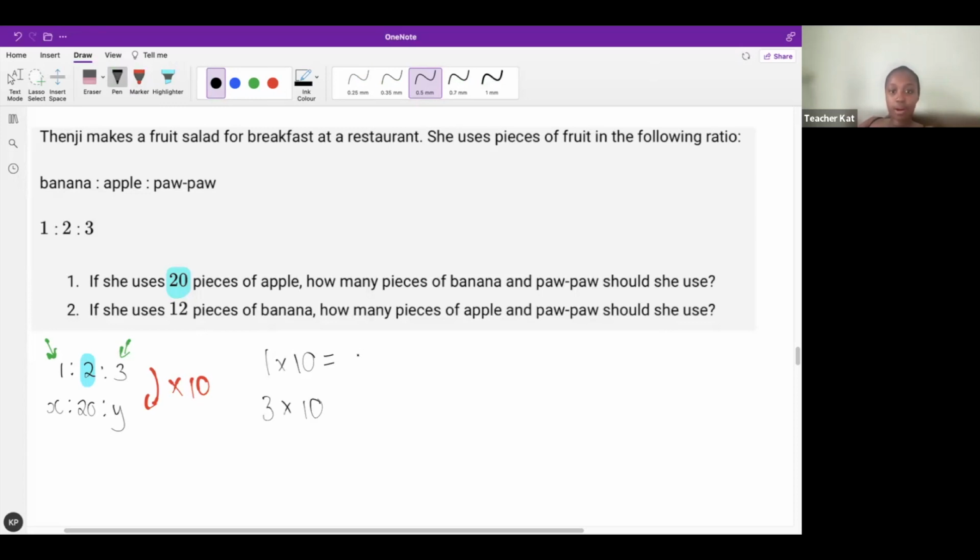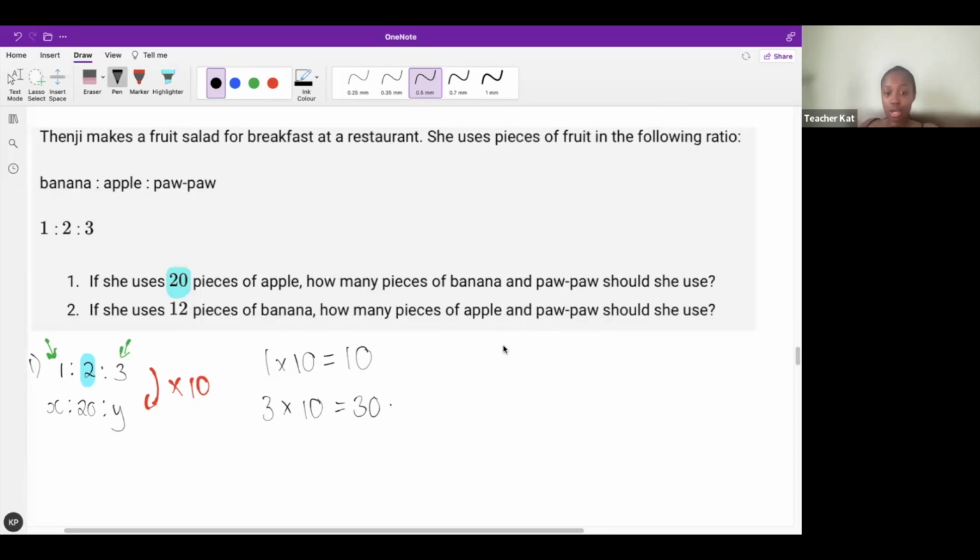So how many bananas is she using? 10. And how many pawpaws are we using here? 30. Do you guys understand this? This is purely thinking and strategizing. All you need to remember is whatever I do for one of the ratio numbers, I have to do everywhere. So if I times by 10 for one of them, I have to times by 10 for all of them.